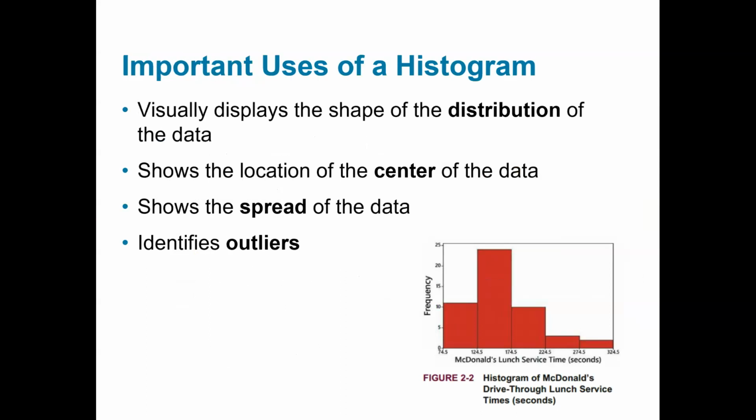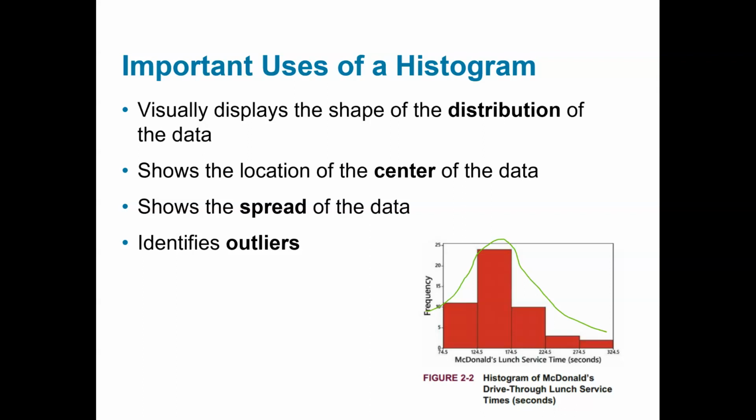So it visually displays the shape of the distribution, and we'll be doing this again later. We can see that it goes low and then really high, and then it tapers off again. So we can see the center of the data and the way it's spread out. We can see if there are any outliers. We can see a lot when we look at a histogram.